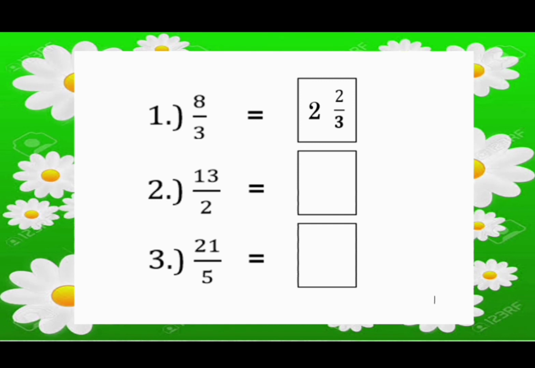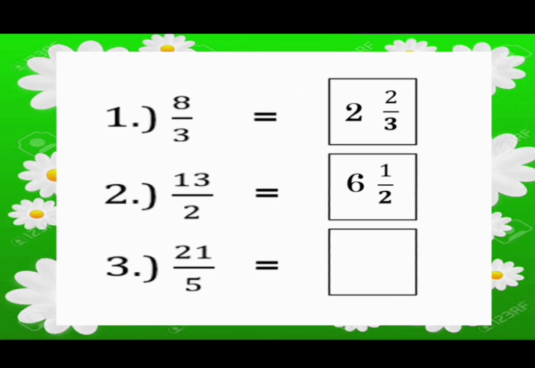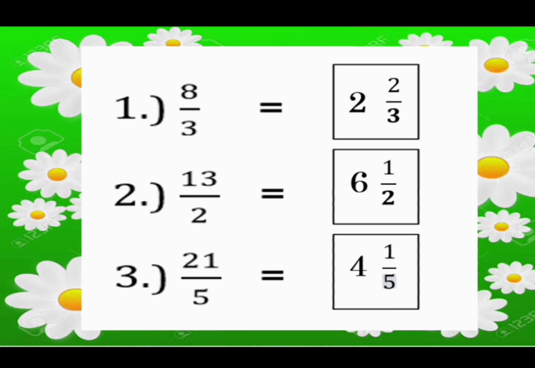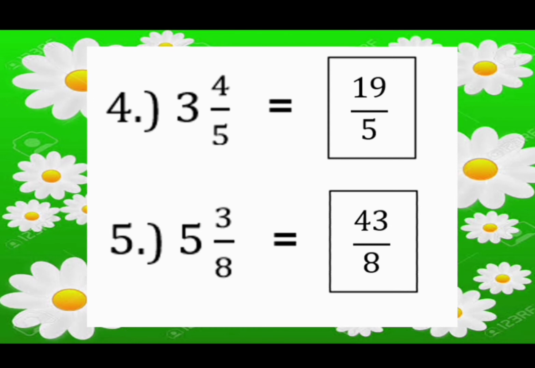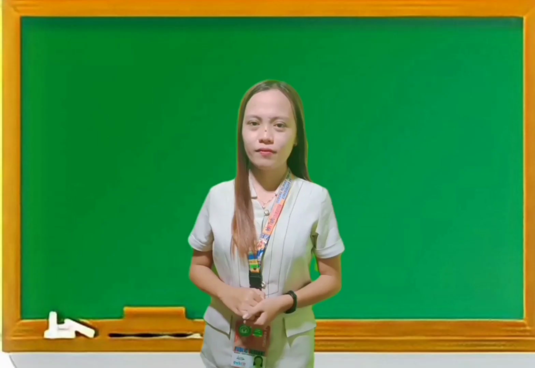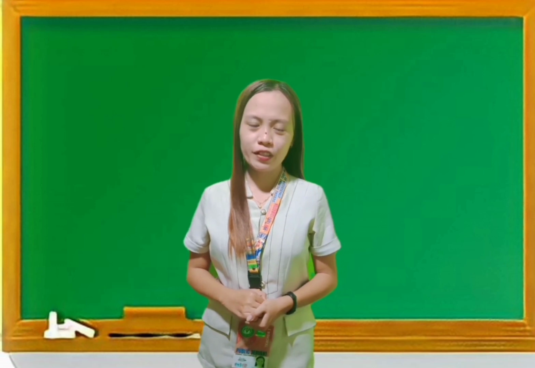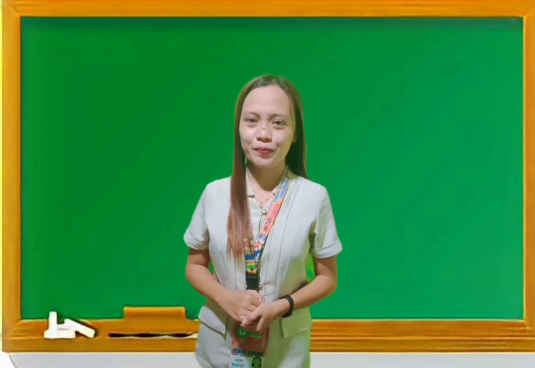Our answer for number 1 is correct, 2 2/3. The answer for number 2 is very good, 6 1/2. And our answer for number 3 is correct. The answer is 4 1/5. Our answer for number 4 is okay. The answer is 19/5. And for the last number, our answer is correct. Our answer is 43/8. Please get your mathematics notebook and copy your assignment.